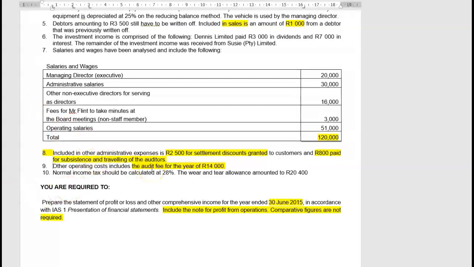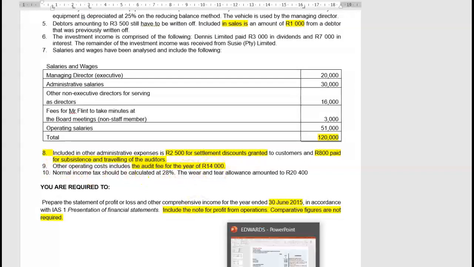Regardless, we have to show in our profit before tax note or our profit out of operations note audit fees, and under that note we have to distinguish between services rendered as auditors, which is the 14,000, other services rendered, which is not here, there is no other services rendered, and then for costs, and the cost is here, that is R800. So the R800 is already in admin expenses, which is right, so we're not going to fiddle around with that one.